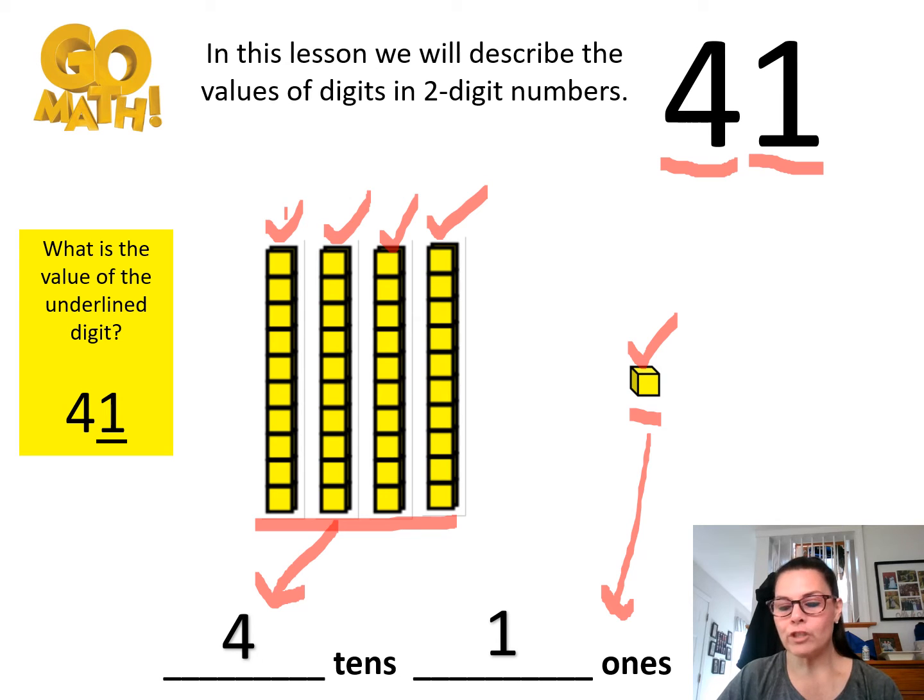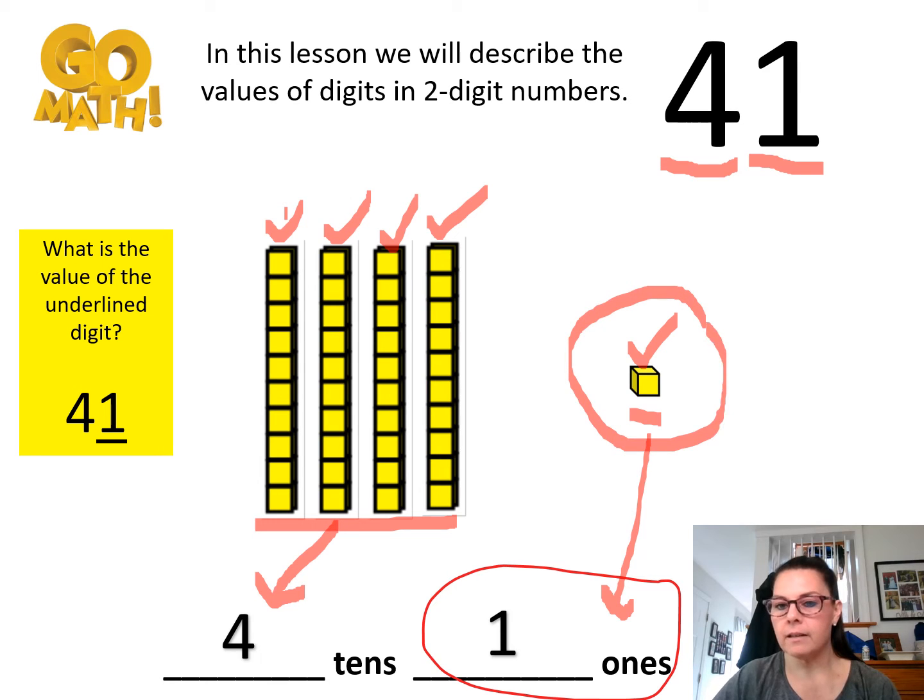Now this time, which digit is underlined? The 1. So we're going to focus on the 1. And what does the 1 represent? Right here, 1 one. And how much is 1 one? Just 1. Very good. So what is the value of the underlined digit in 41? It's 1. Very good. Let's do another one.